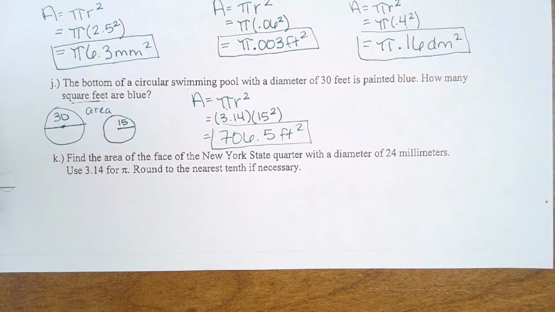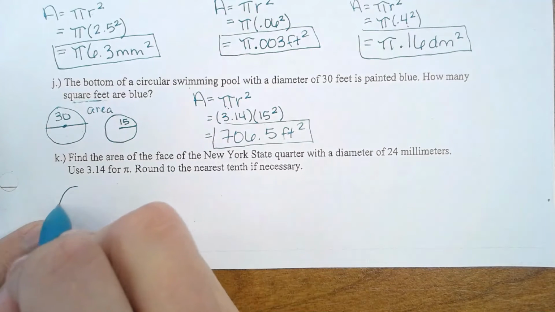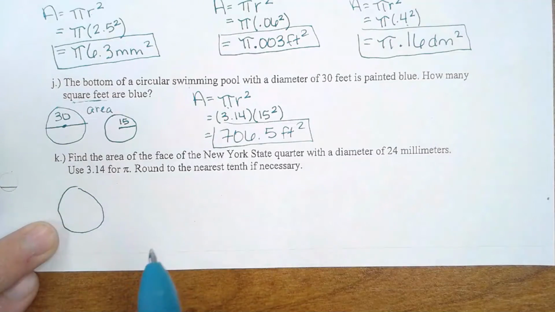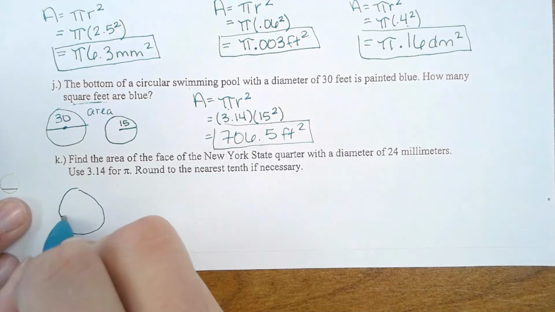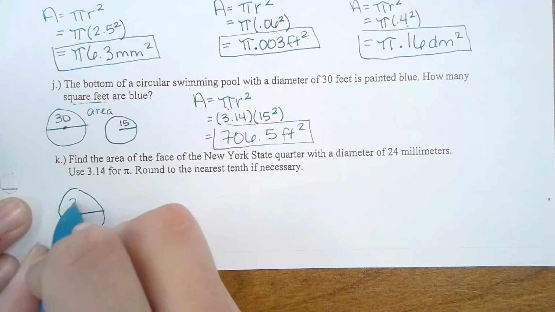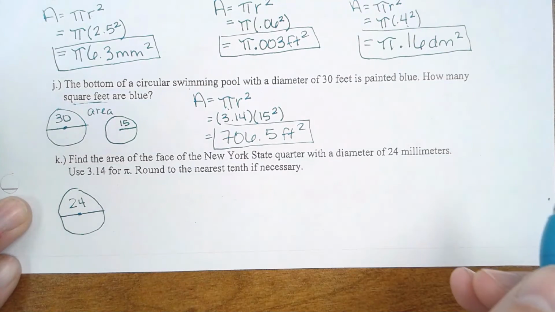All right, and the last one here, so find the area of the face of the New York State quarter with a diameter of 24 millimeters. Use 3.14 for pi and round to the nearest tenths if necessary. Okay, so we have a quarter, and it says that it has a diameter of 24, and they want us to find the area.